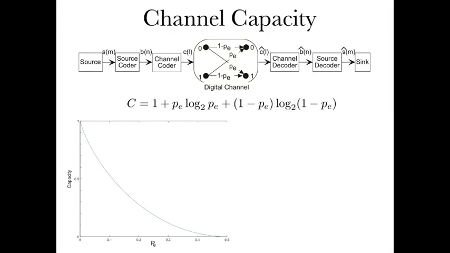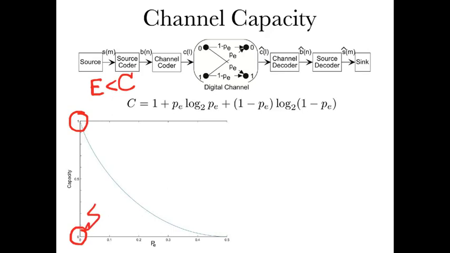So here's a plot of capacity. Let's focus on the extremes here first. Let's look at PE equal to 0. The capacity is 1. And since the efficiency of the code has to be less than C, that means we can have efficiency of 1 when PE is 0. Well, efficiency of 1 means there is no coding, that all that's in a code word are data bits, and certainly if there are no errors in the channel, we'll just send the data through.